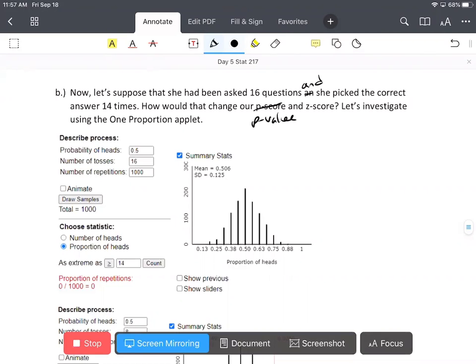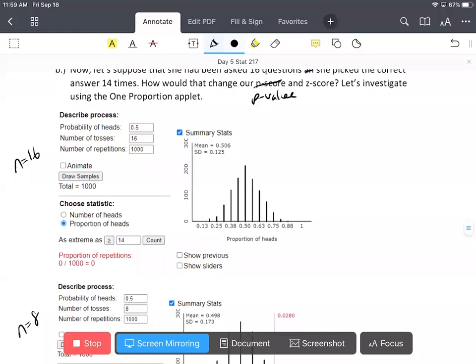What I would like you to do is try this on your own and then come back and compare your answer to mine. You do not have to print this out. I just want you to look at it and make sure you see where everything is coming from. I had run the applet, and everything's pretty much the same. You're going to notice, though, that now the number of tosses is 16.